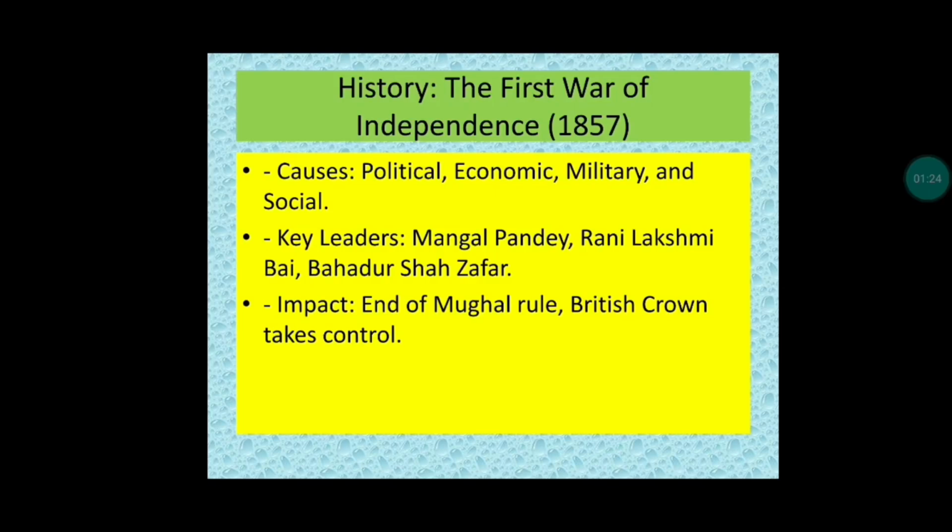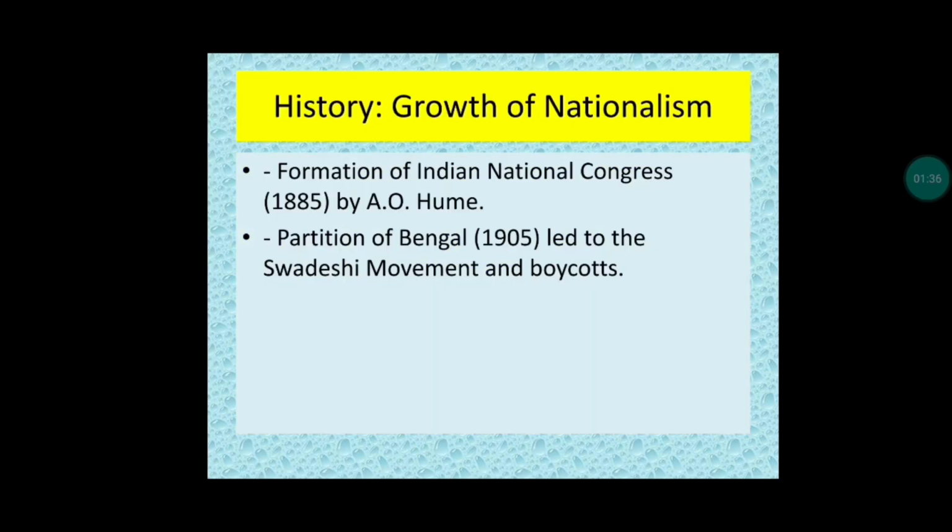History. The First War of Independence, 1857. Causes: political, economic, military, and social. Key leaders: Mangal Pandey, Rani Lakshmibai, and Bahadur Shah Zafar. Impact: end of Mughal rule, and the British Crown takes control.